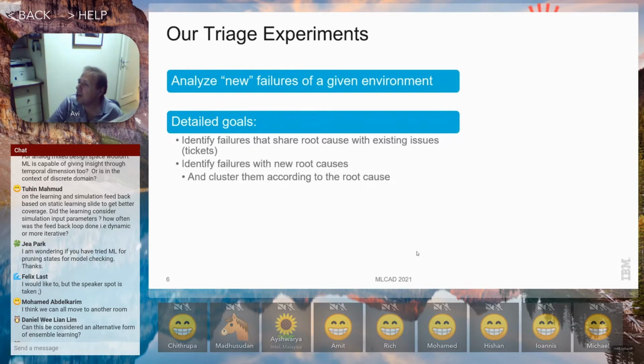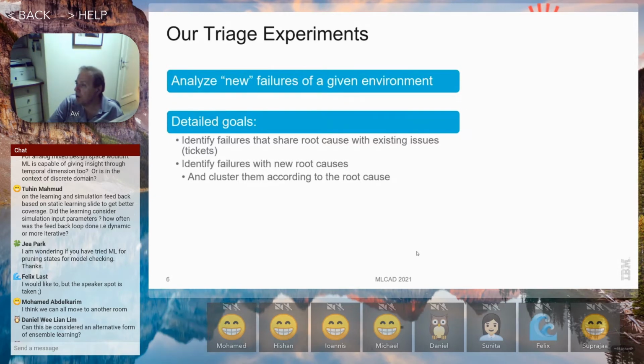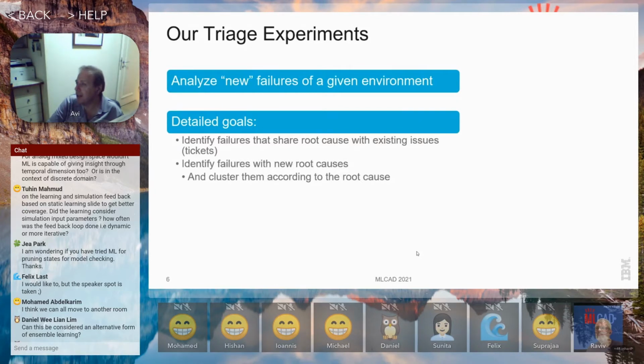The goals are basically what I described earlier. We want to identify failures that share a root cause with existing issues or tickets, or whatever name you want to use for something that was already seen and marked as needing to be taken care of, and is somewhere in Bugzilla or whatever bug tracking system you have. We also want to identify failures with new root causes and cluster them according to the root causes. So basically the classification and clustering that I mentioned earlier.